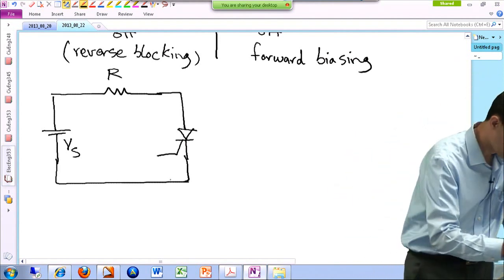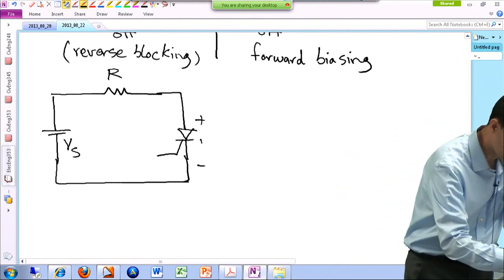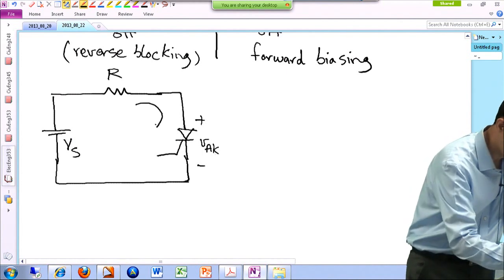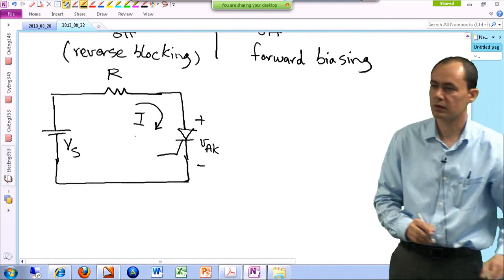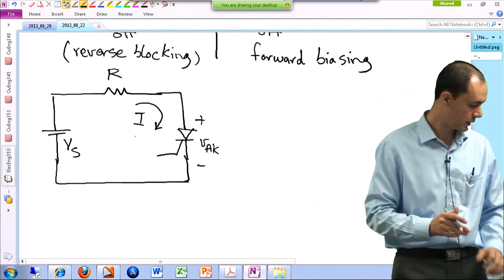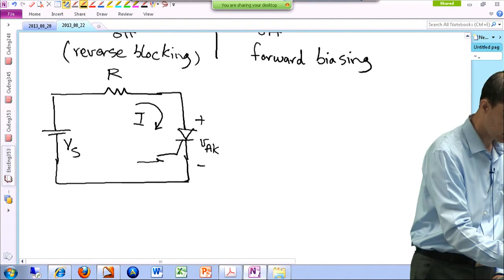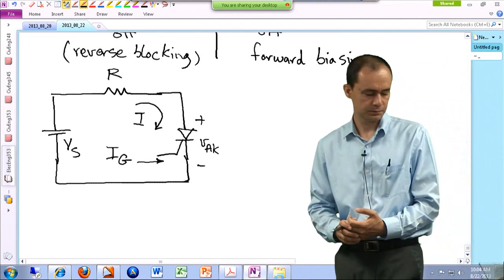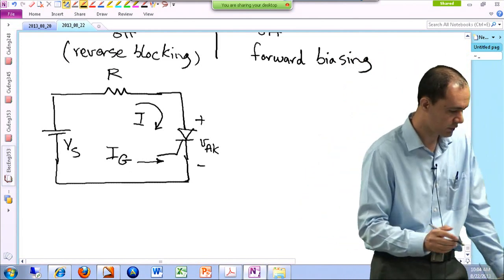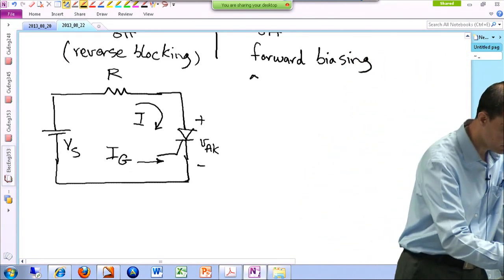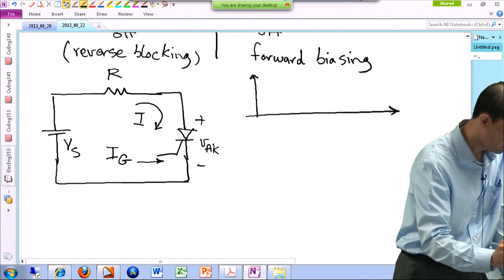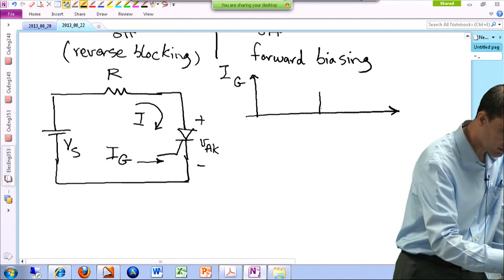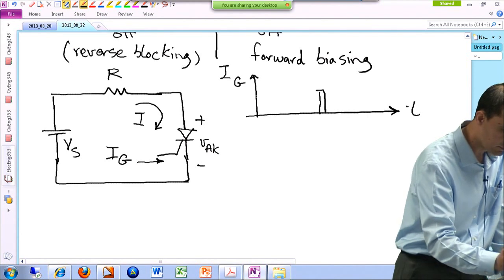And so we're looking at the voltage of anode with respect to cathode, and this is the current of the loop no matter what component I'm looking at, and this is the triggering signal current of the gate. Okay? So I'm going to draw a bunch of waveforms here. One of them is the current of the gate, and it's like an impulse of, let's say, current.